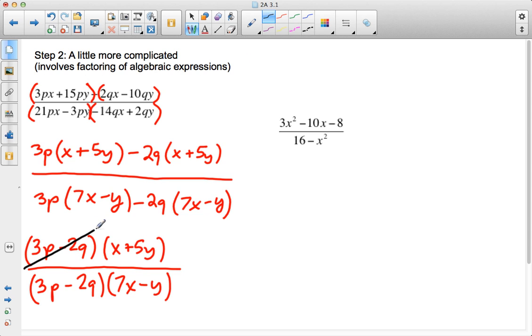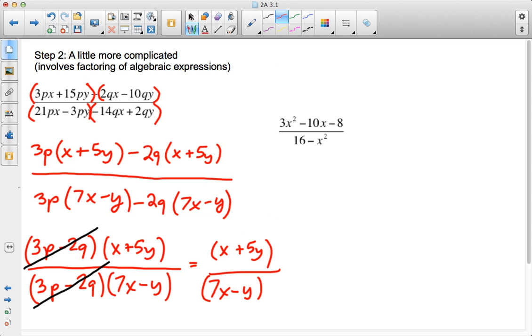I see I have a common term, 3p minus 2q, cancels out with 3p minus 2q, and what I'm left with is my answer, my simplified term of x plus 5y over 7x minus y. I can't cancel anything out because these are combined terms. They have to be exactly the same in order to cancel.